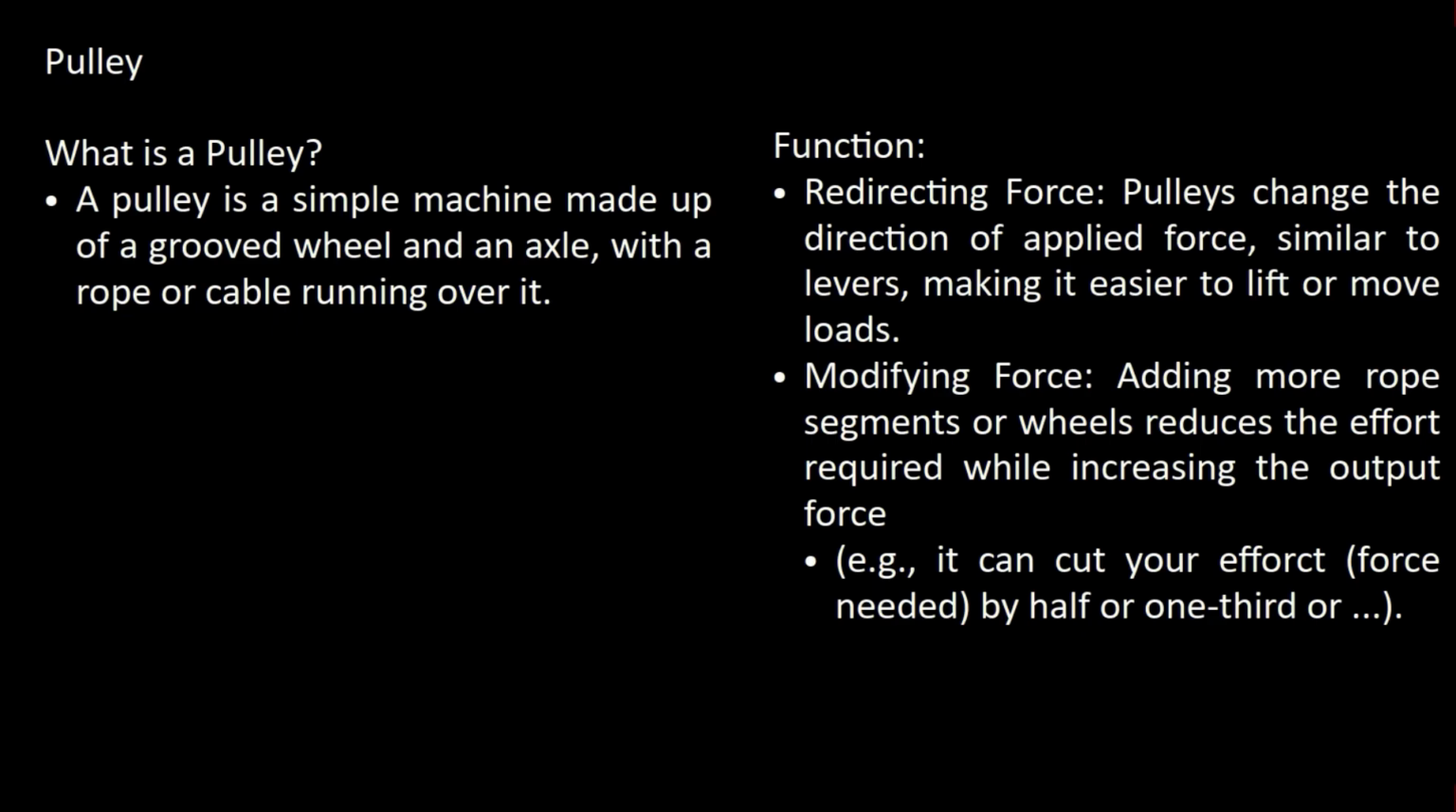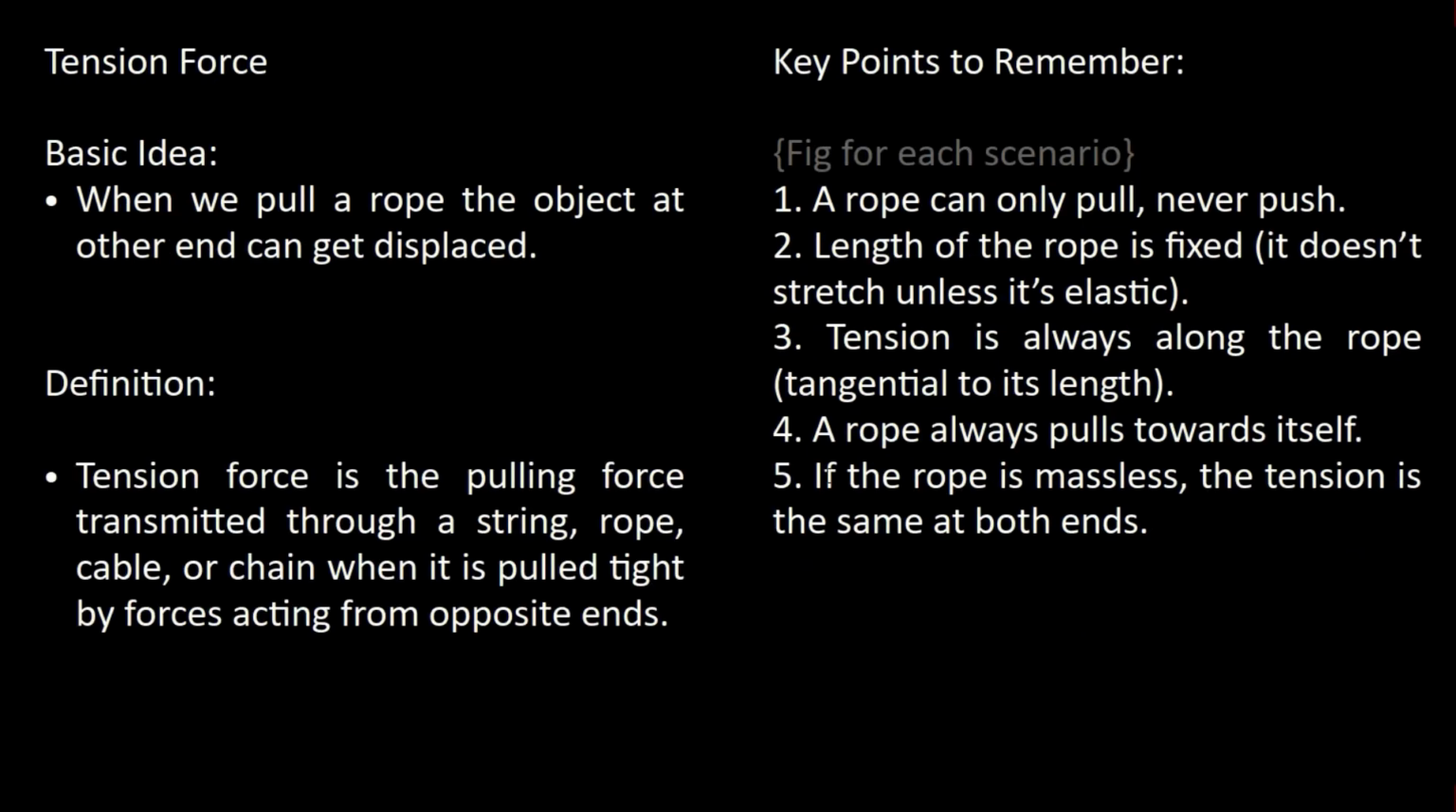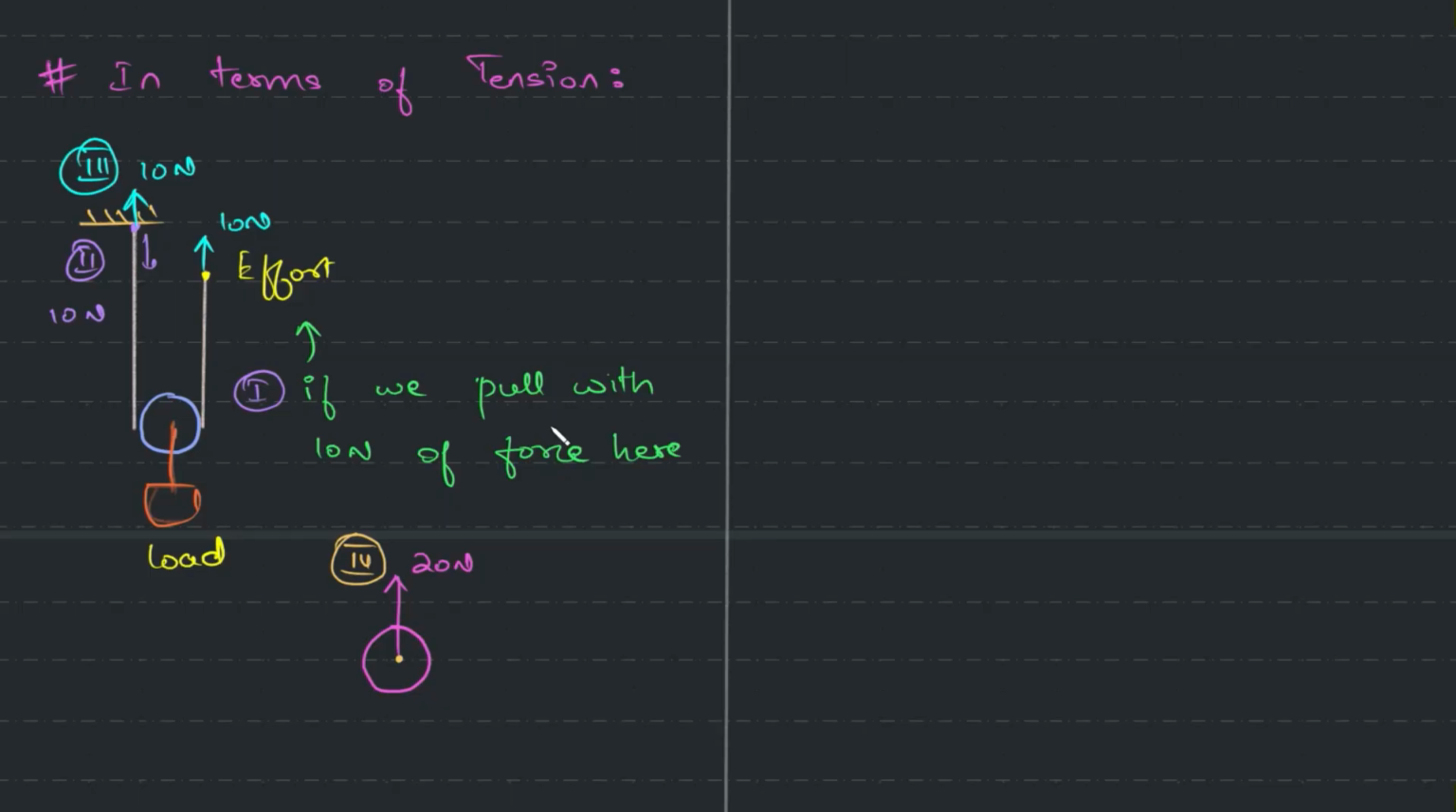And in terms of tension, you can see that because of the property that we saw at the start with your rope, if the rope is massless, the tension is the same at both ends. I'm putting an effort of 10 Newton. The wall, the roof also, will put an effort of 10 Newton, right? It will pull back. If you're pulling something, as per Newton's third law, the wall will pull back.